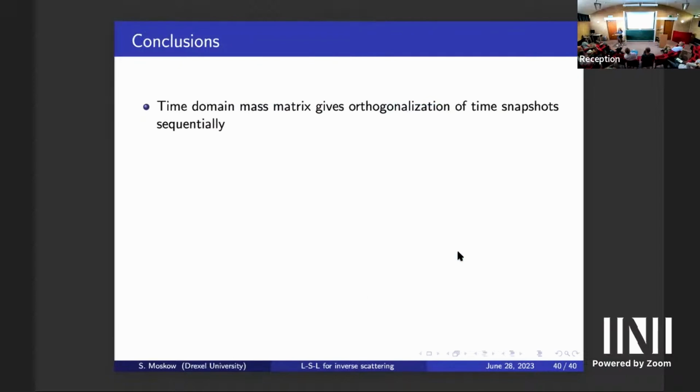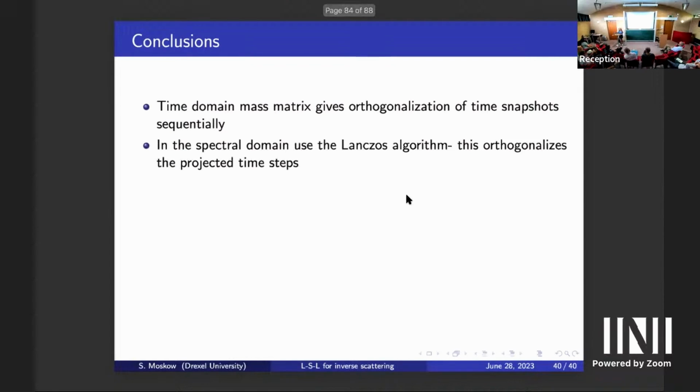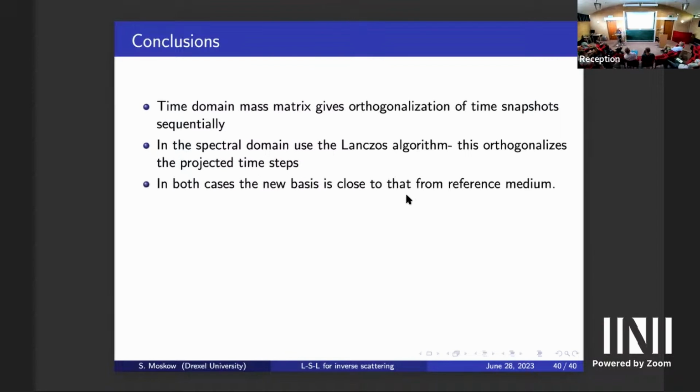So I guess I'm at conclusions now. I didn't go too long; I guess that was too short. The mass matrix gives orthogonalization of the time snapshots sequentially in the time domain. In the spectral domain, we can use the Lanczos algorithm, which brings things back to the time domain, allowing us to do sequential orthogonalization of time snapshots. It's just that they correspond to the ROM, not the true operator. And in both cases, the new basis is close to that from the reference medium, if you have enough data.